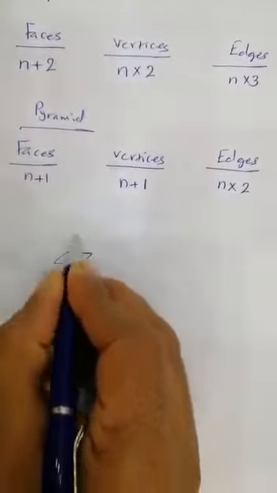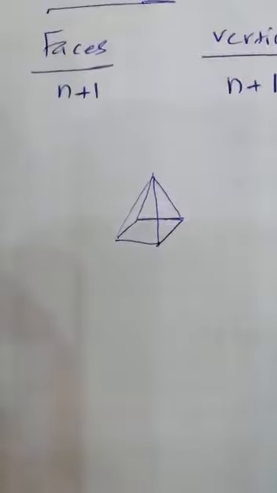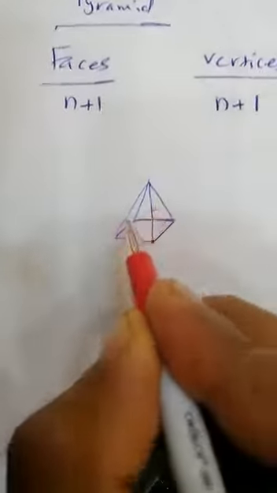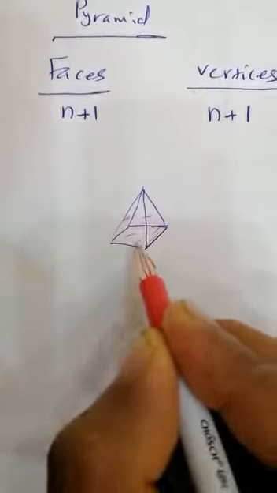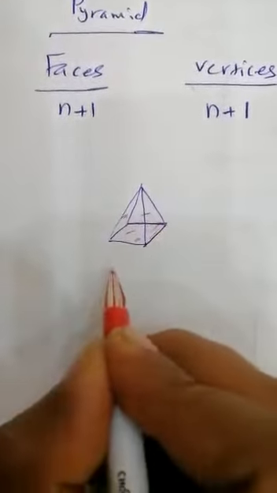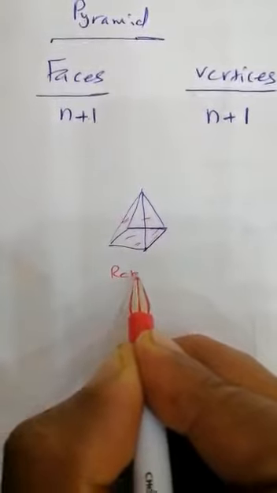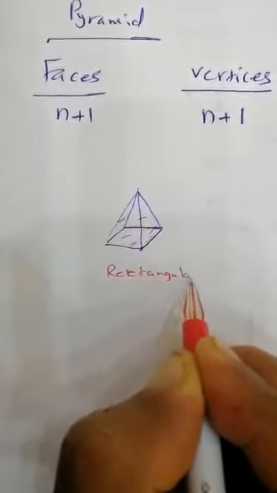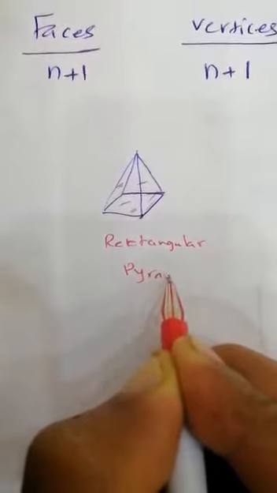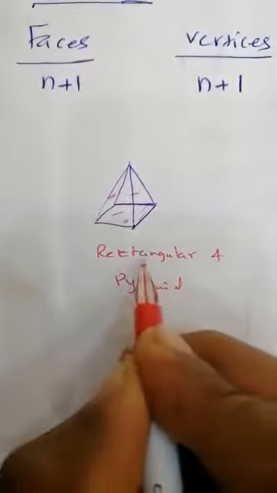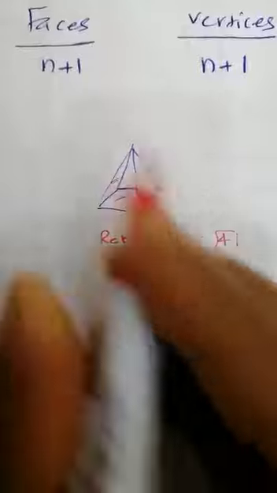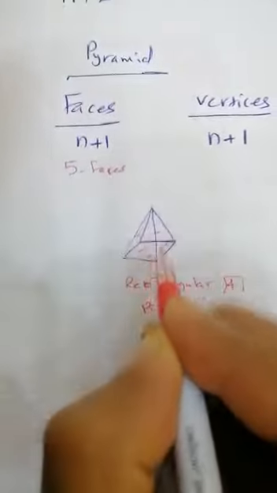Okay guys, and for example, if we have a rectangular pyramid, look guys, how many faces do we have? 1, 2, 3, 4, and down 5. Rectangular means 4 rectangle, 4 sides. Then 4 plus 1 is 5 faces. In the base we have 1, and around it we have 4, then it will be 5 faces.